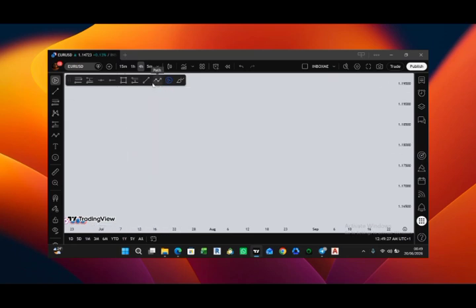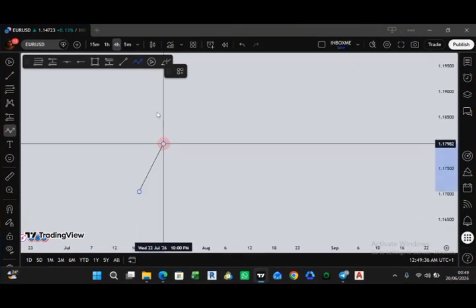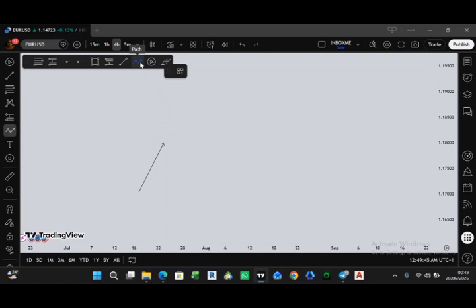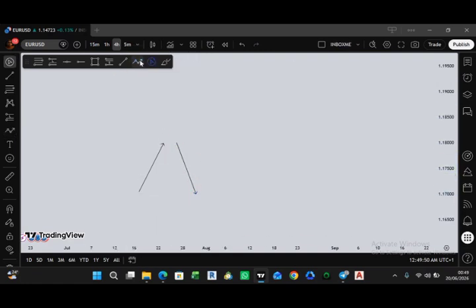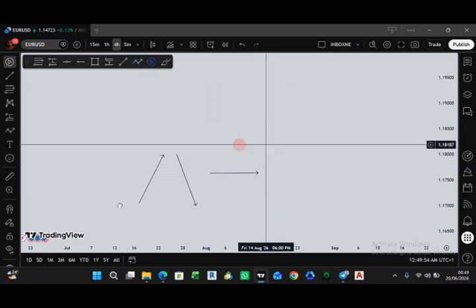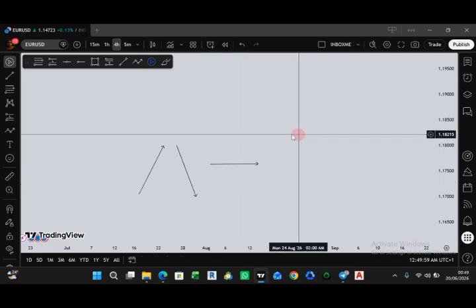Now, price only moves three ways, right? You have price going up, you have price going down, and you have price going sideways. And price doesn't just go up, or just go down, or just go sideways. It has a series, you can call them stairs, right? It's not just a line, you understand? It's a series of steps.